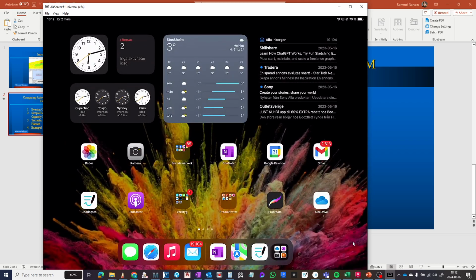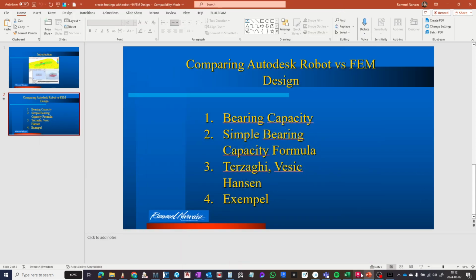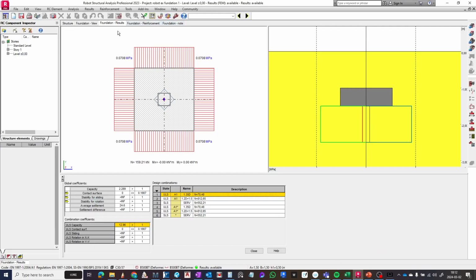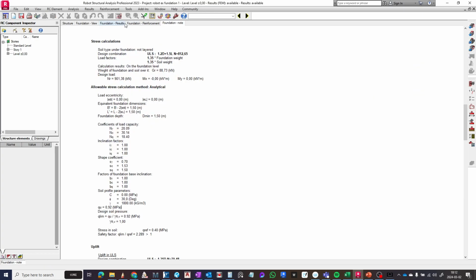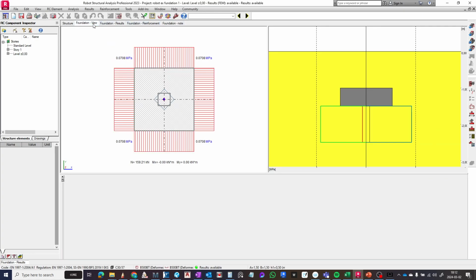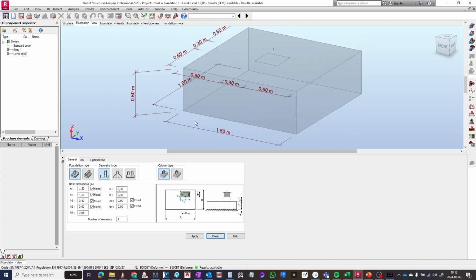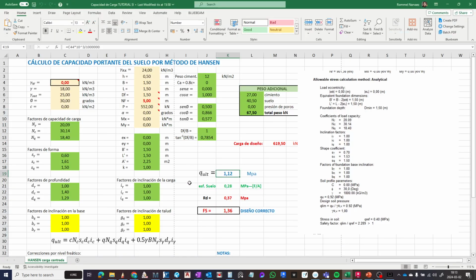Right. Okay, so for this purpose we can open, for example, the calculation of this spread footing here with the geometry that I told you before, the width and the depth, and we have the eccentricity as I told you before.